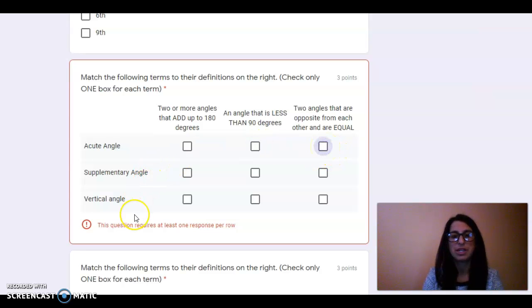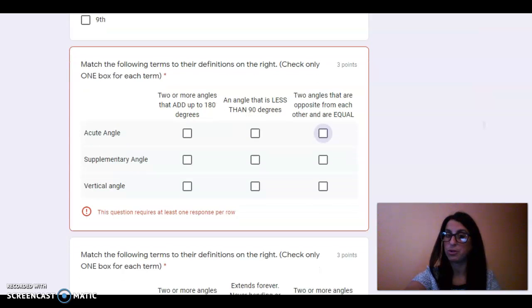So supplementary angles, are they two or more angles that add up to 180 degrees, an angle less than 90 degrees, or two angles that are opposite from each other and are equal? And finally, vertical angles, two or more angles that add up to 180, an angle less than 90, or two angles that are opposite from each other and equal.